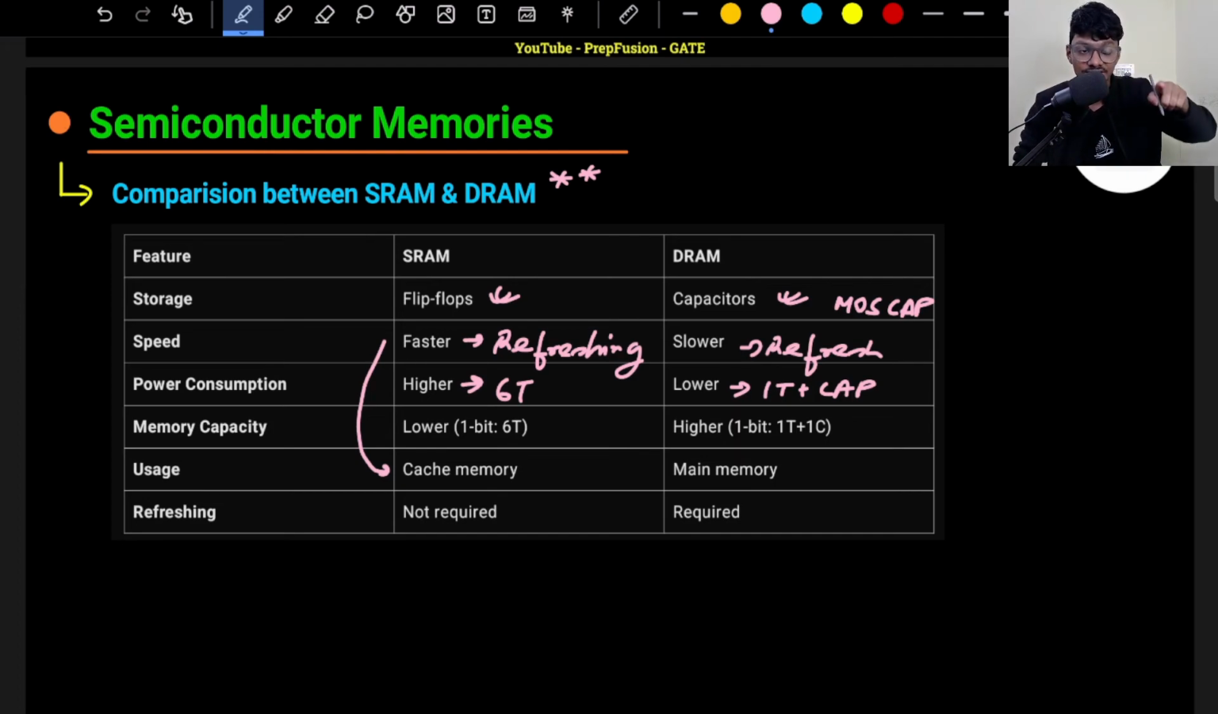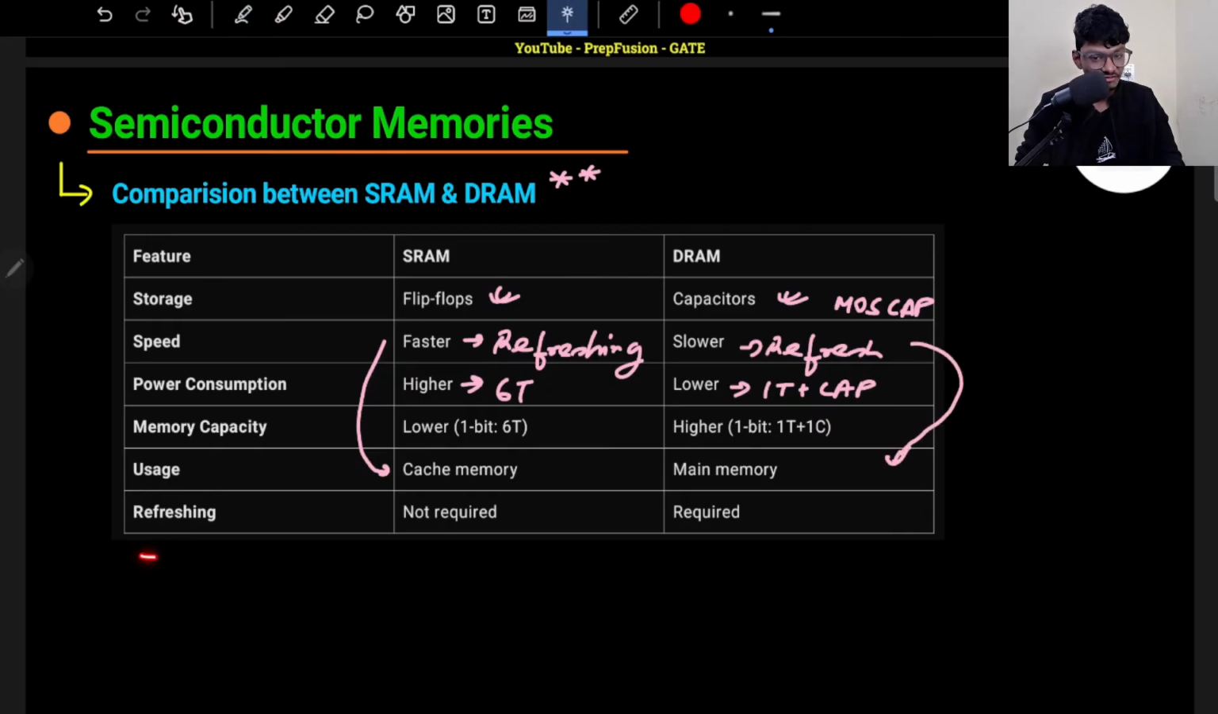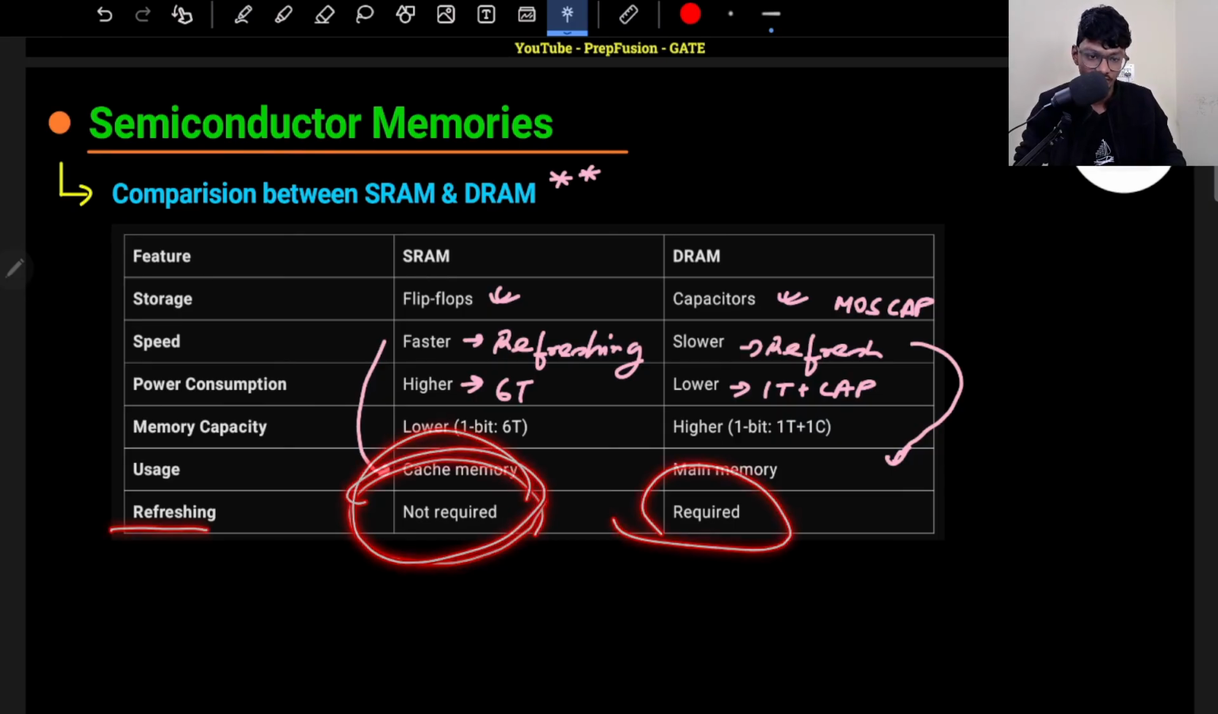Cache memory is the memory that the CPU directly communicates with, right? Don't worry about this, this is taught in COA. Just understand cache memory is the fastest form of memory, so we want to use the fastest form, that is SRAM. And DRAM we will use for main memory because it is slower. Now, refreshing is not required here. Refreshing is required here. Why, I have explained.